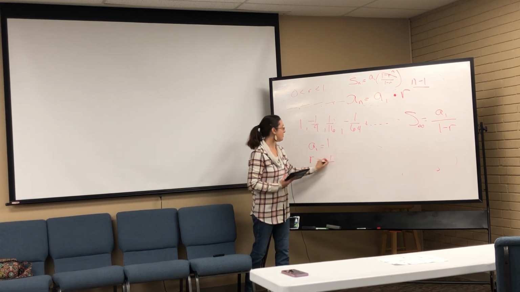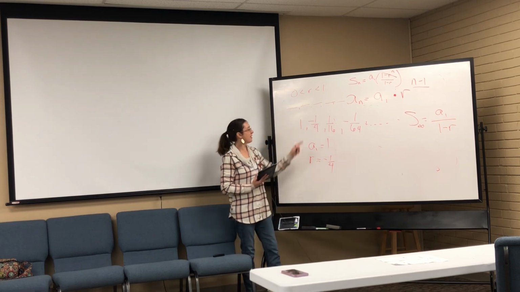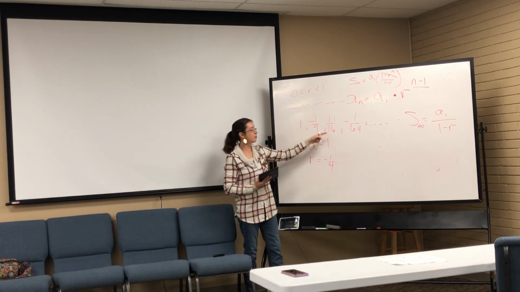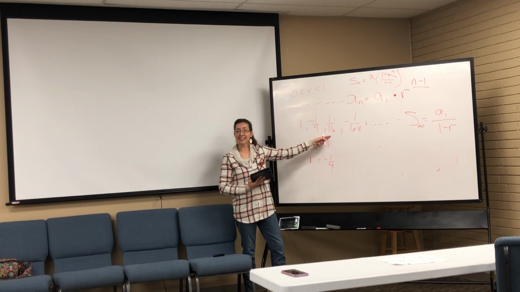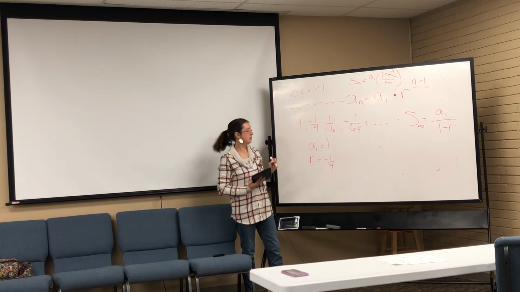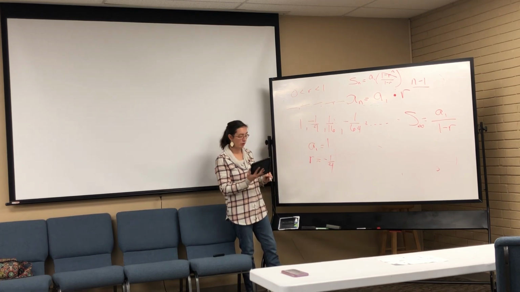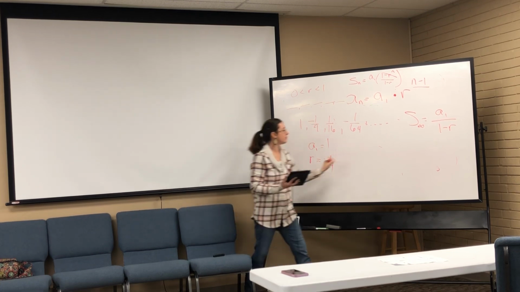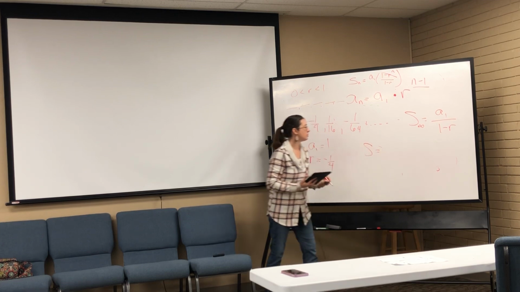Perfect. Yeah. Negative 1/4. And if I do negative 1/4 times negative 1/4, do I get 1/16? Yeah. 4 times 4 is 16, and negative times negative is a positive. Right? So our R value is negative 1/4. So what is the sum? What would all of this add up to?